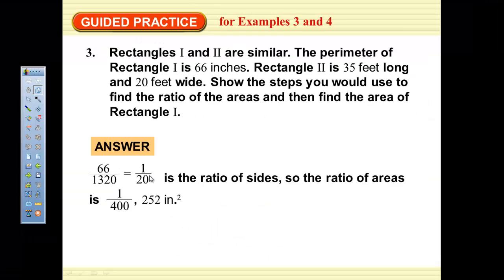So again, here's the ratio of the sides. The ratio of the areas would be 1 squared over 20 squared, and then the area of rectangle 1 would be this. And we're done.